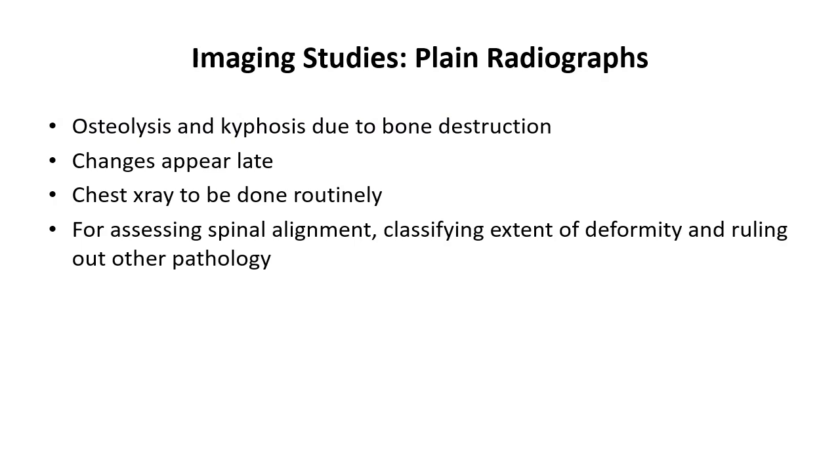Radiographs demonstrate vertebral body osteolysis and kyphosis due to bone destruction. However, it can take up to 3 to 4 months for spinal TB lesions to show up on plain radiographs, and hence they are not useful in the early diagnosis of spinal TB. Chest X-ray should be done routinely in all patients with spine TB, since 60 to 70% of patients will also have pulmonary lesions. Plain X-rays are also of use in assessing spinal alignment, classifying the extent of deformity, and for ruling out other pathology.